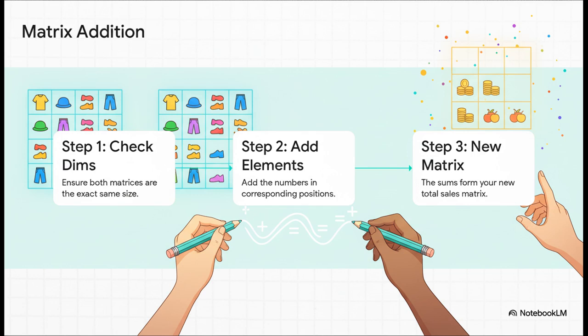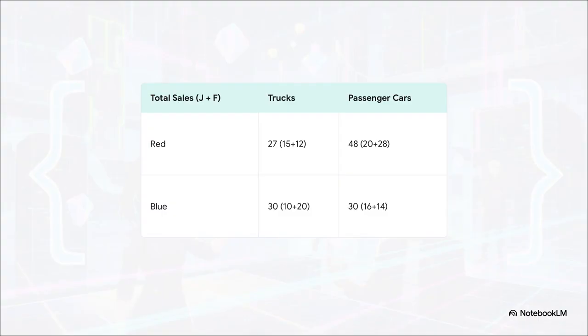First, you just have to make sure the matrices are the exact same size, and in our case, yep, they're both 2 by 2. Then you literally just add the numbers that are in the same spots. And there you have it, our new total sales matrix. To get the total red trucks sold, we just added January's 15 to February's 12, which gives us 27. We do the same thing for every other spot. And just like that, in a matter of seconds, we have a complete picture of sales for both months.